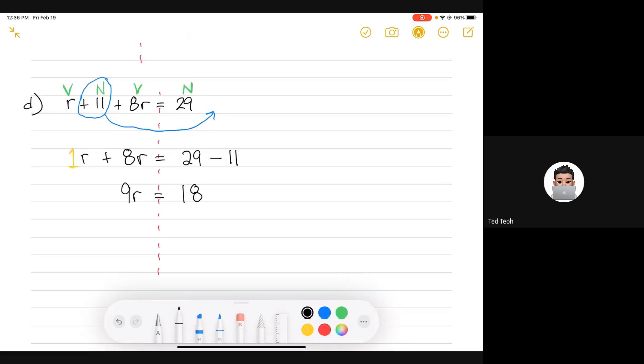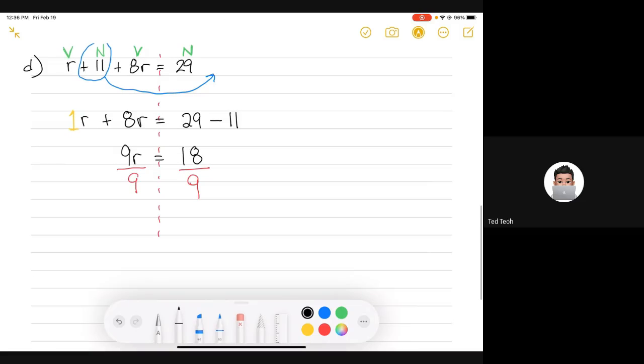Okay, we're almost done. You're going to notice it's a 9R, but I need it to be a 1R. To get it to be a 1R, I need to divide both sides by 9. Okay, so my final answer is going to be 1r equals 2. And this is how you solve linear equations that have multiple steps.